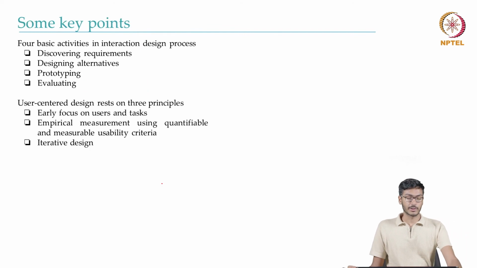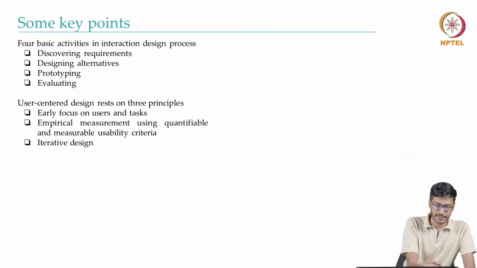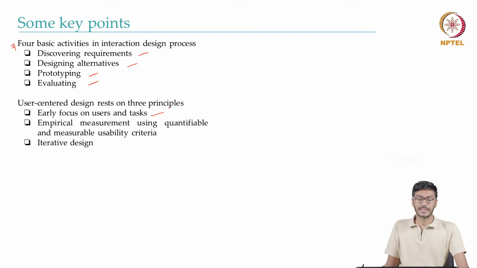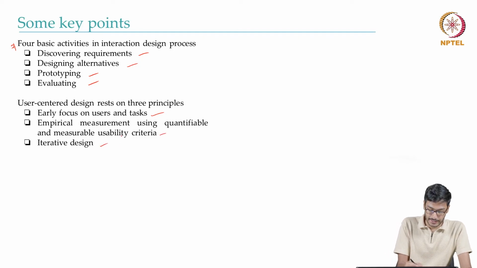Okay, so brushing up on what we have done so far: the four basic activities are discovering requirements, designing alternatives, prototyping, and evaluating. And the three principles of user-centered design are focus on users and tasks, measurements using quantifiable and measurable usability criteria, and then iterative design.